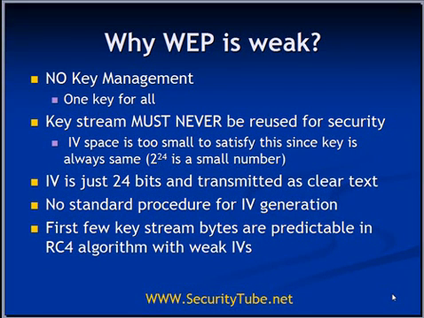So to reiterate that, the IV, initialization vector, and the actual key are concatenated with each other. They are given as an input to the RC4 algorithm. The RC4 algorithm spits out a key stream which is XORed with the plain text message to derive an encrypted text message. This is the process for encryption. The same process in reverse order is used for decryption.